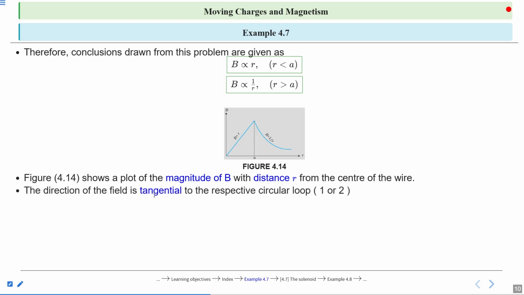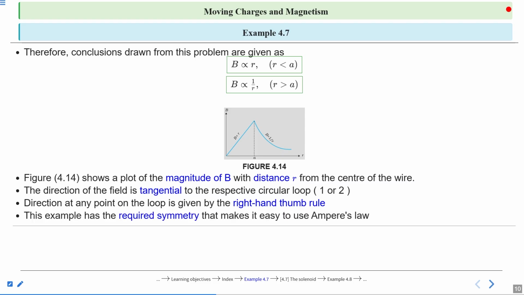The direction of the field is tangential to the respective circular loop, 1 or 2. So the direction of the field will be tangential to the Amperian loops. At any point we can find the direction of the magnetic field, that is tangential to the circular Amperian loop. But in which direction? That direction, at any point on the loop, is given by the right hand thumb rule.